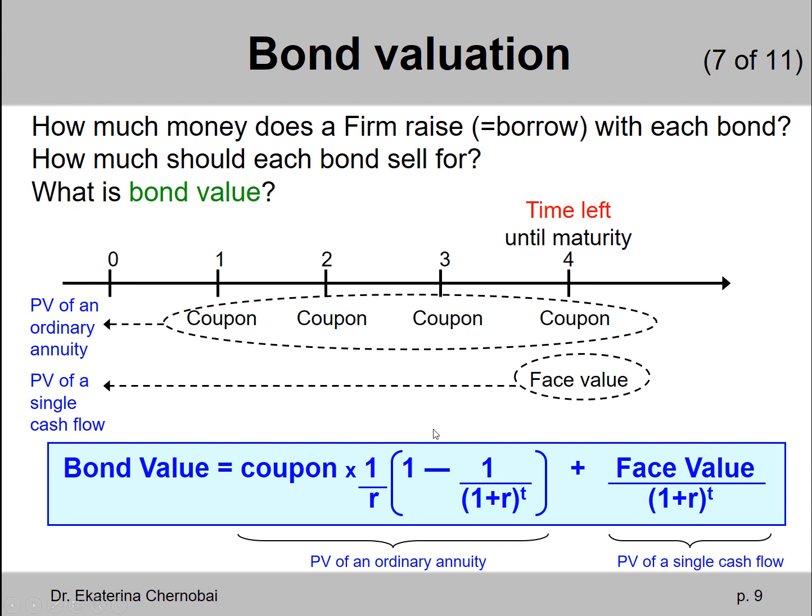And the formulas are the annuity formula from chapter 6 for the coupon part, and for the face value part, it's kind of going back to chapter 5, discounting a single cash flow back to time zero.